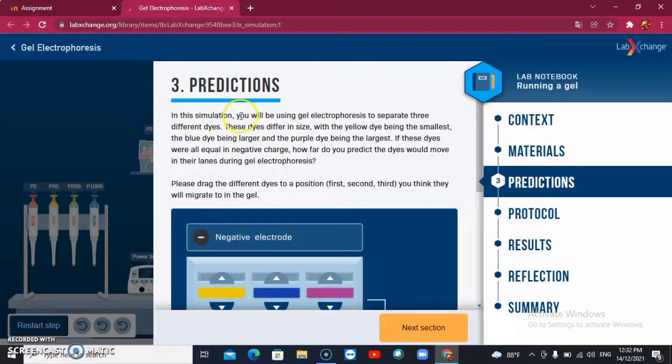In this simulation, I will be using gel electrophoresis to separate three different dyes. These dyes differ in size, with the yellow dye being the smallest, the blue dye being larger, and the purple dye being the largest. If these dyes were all equal in negative charge, I predict the dyes will move in their own lines during the electrophoresis. Now I am going to drag the different dyes to a position.